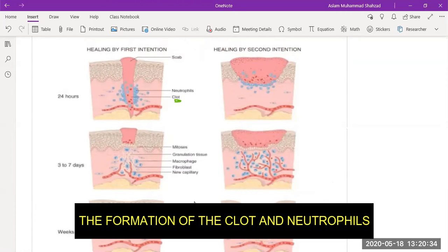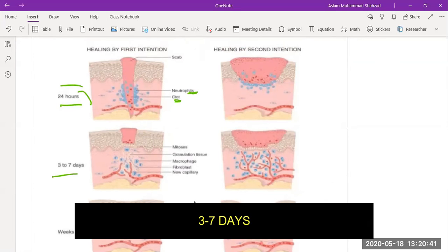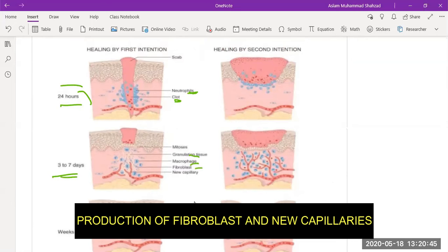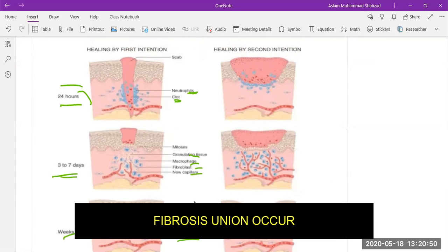So what happens when the injury occurs? The formation of the clot and neutrophil production will be the first stage within 24 hours. And then at 3 to 7 days, the granulation tissue will be formed, macrophages will be formed, production of fibroblasts, and new capillaries will be developed, and within a week, then fibrous union occurs.